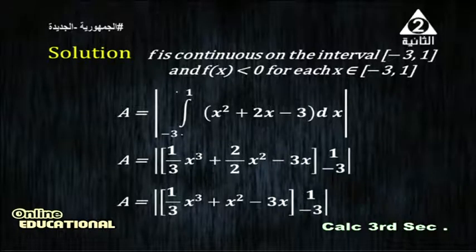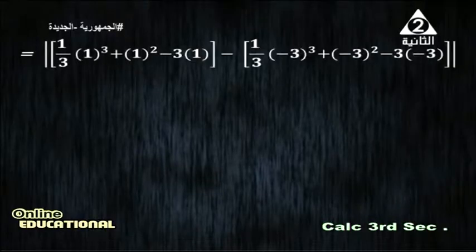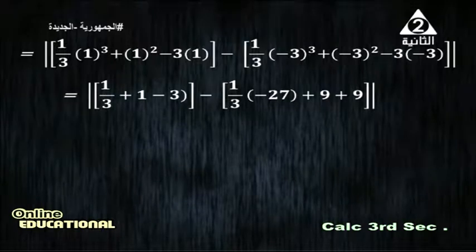Now we can calculate the area by substitution. Then A equals a third multiplied by 1³ + 1² - 3 times 1, between two brackets, minus, between two brackets, a third multiplied by (-3)³ + (-3)² - 3 multiplied by -3. The first bracket: a third + 1 - 3, minus the second bracket: a third multiplied by -27, plus 9, plus 9.